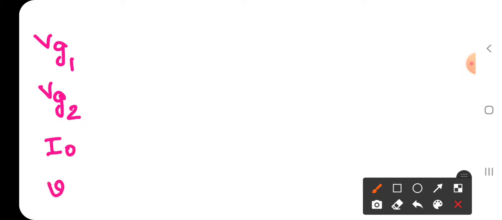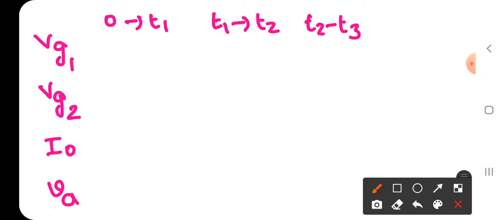Here VG1, where we are giving VG1. Next VG2, the gate pulse to chopper 2. Next I naught, next V naught or VA. Mode 1, I take 0 to T1. Next mode 2, T1 to T2. Mode 3, T2 to T3. And mode 4, T3 to T4. This is one cycle. The same thing will be repeated again for the next cycle.